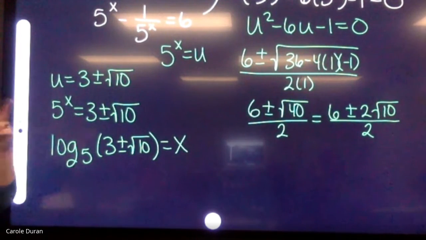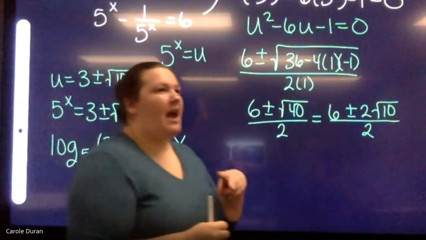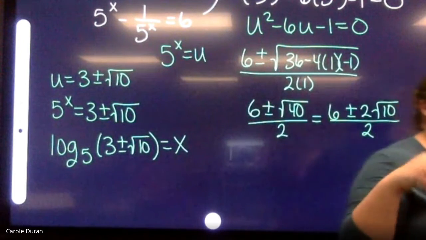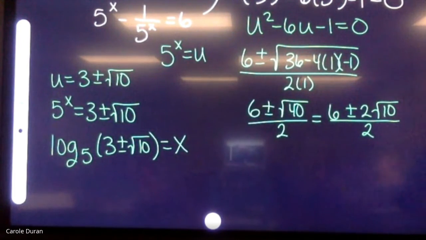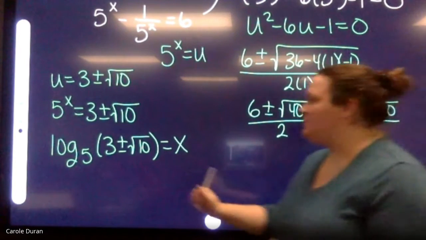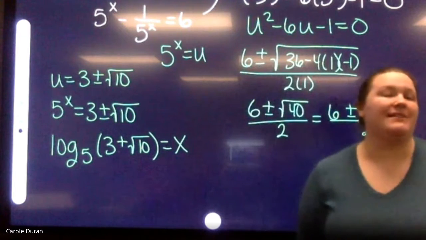So I actually have 2 problems here that I'm testing. I'm testing 3 plus root 10, and I'm testing 3 minus root 10. Are both of those guaranteed to be answers? No. Why not? I cannot have a negative inside of a logarithm. So are either of those going to give me a negative answer? 3 minus the square root of 10 is going to give me a negative because the square root of 10 is 3 point something. So I can't take 3 minus root 10. I'm only going to be taking 3 plus root 10.